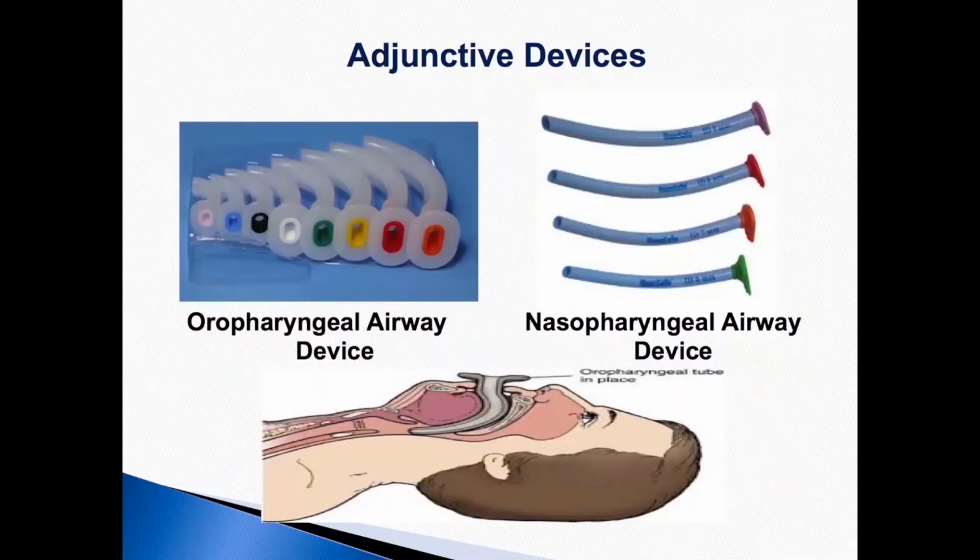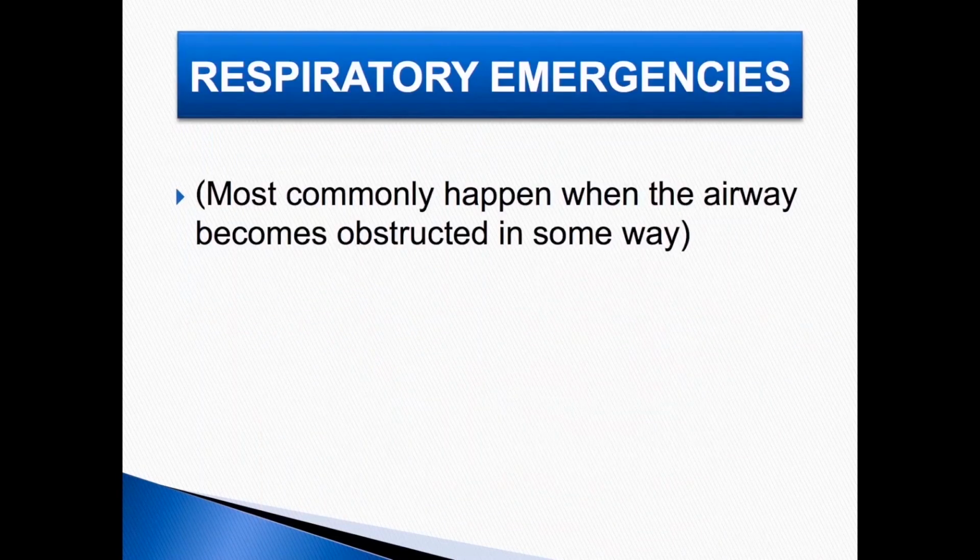We also have adjunctive devices. Adjunctive devices are used to help in opening the airway of the patient. For the mouth, we use the OPA or oropharyngeal airway, and for the nose, the NPA or nasopharyngeal airway devices. Next, let's go to respiratory emergencies. Most commonly they happen when the airway becomes obstructed in some way.